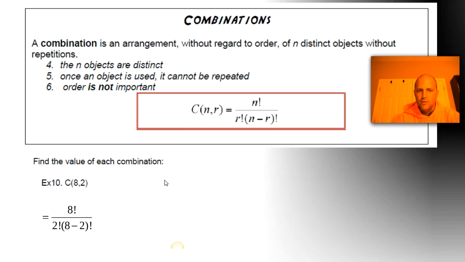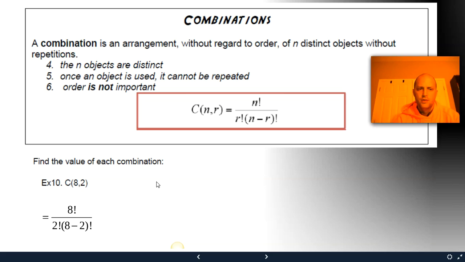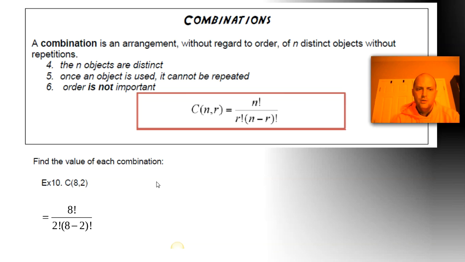Now you can use your calculator, or you can do it by hand. If you want to do it by hand, it would be 8 factorial divided by 2 factorial times (8 minus 2) factorial. That's 8 times 7 times 6 and so on. The 6 factorials are going to cancel, and you get 8 times 7 is 56, divided by 2 is 28. Exact same thing we got in our calculator.